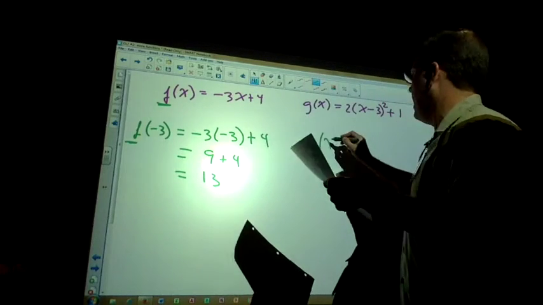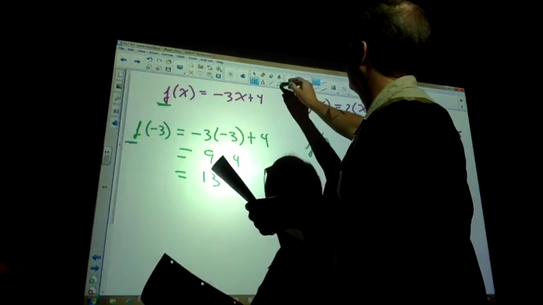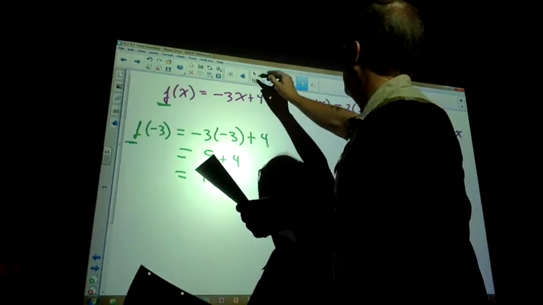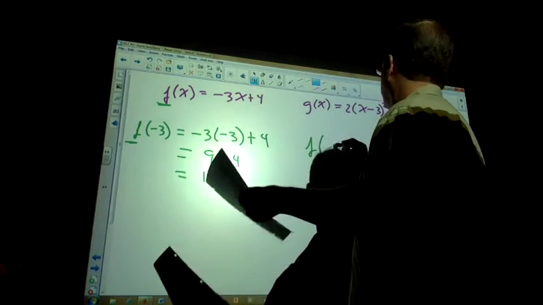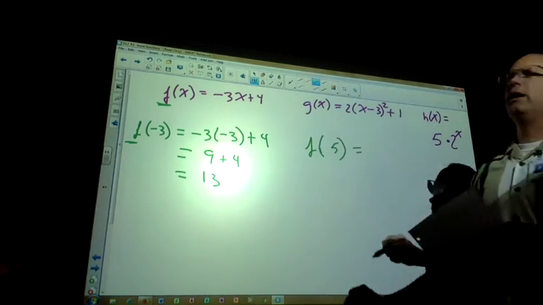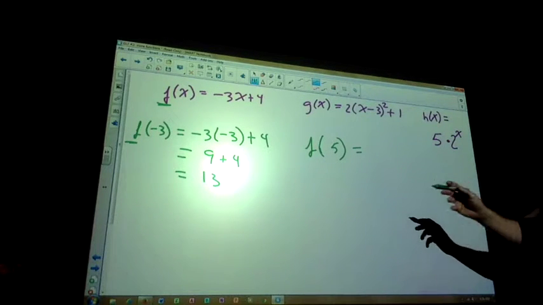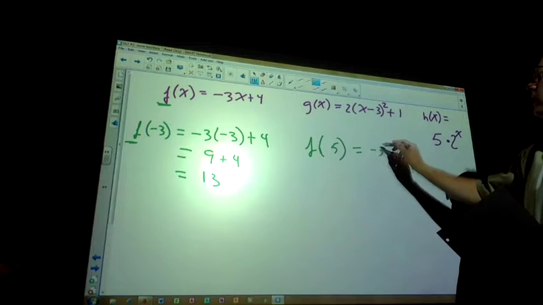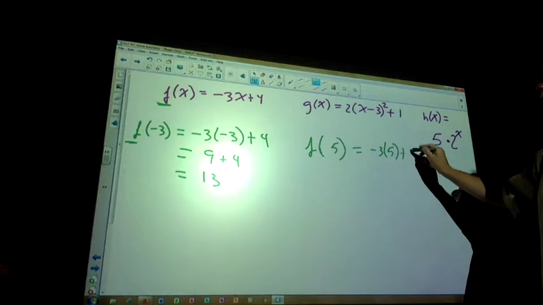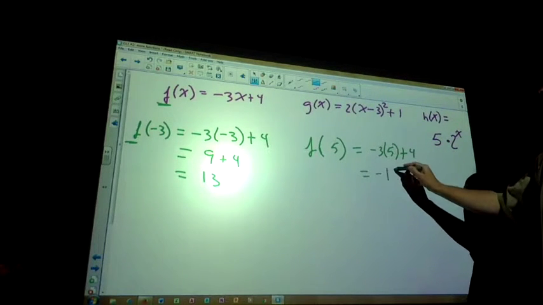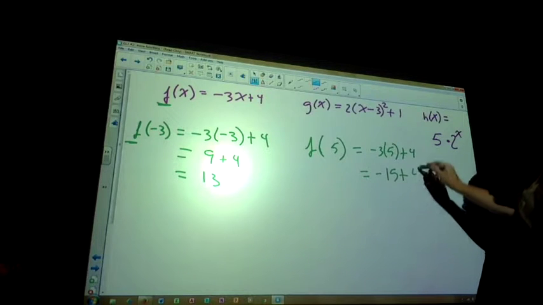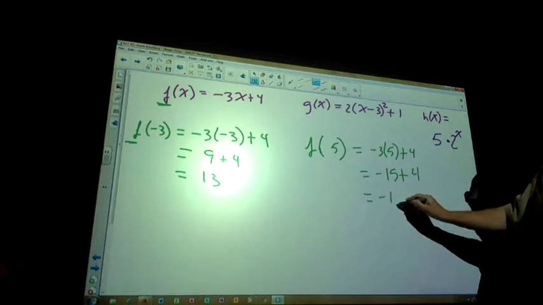What about f at 5? Which equation am I using? The first one. Why? It's f. So I have -3 times 5 plus 4. So that's -15 plus 4 equals -11.